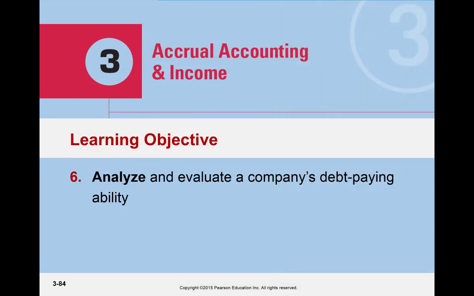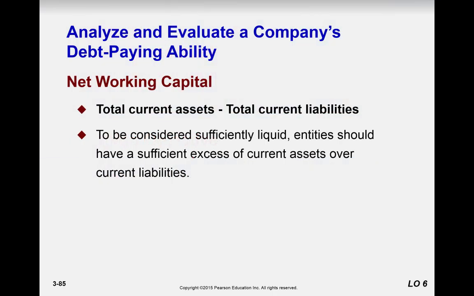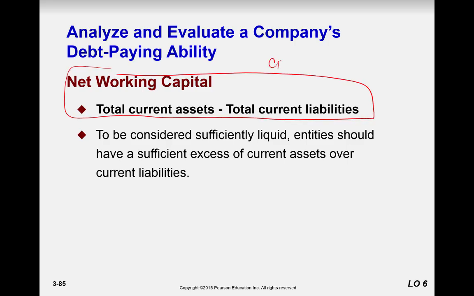Moving on now to our sixth learning objective, where we're going to analyze the company's ability to pay debt. So net working capital is one of those formulas where you have current assets minus current liabilities. Make sure this is in your Excel spreadsheet. What net working capital tells us is the liquidity of the company. Do they have more current assets than current liabilities?